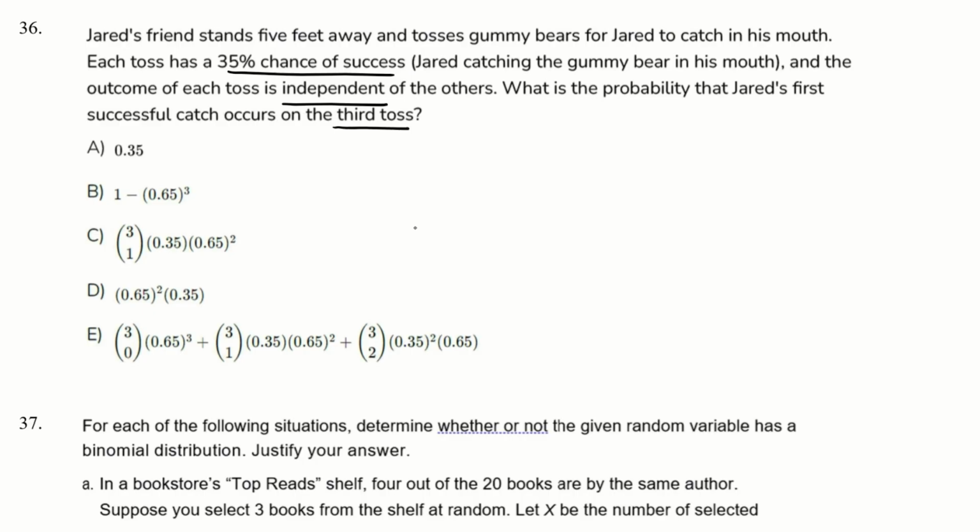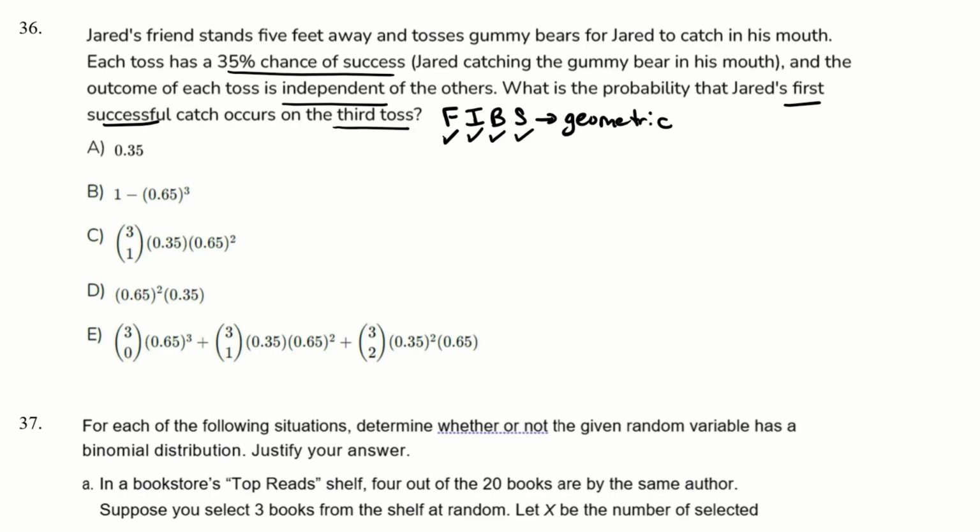Okay, so we can see that this is a geometric distribution, because if you look at the acronym FIBS, F is the first success. We have the first success occurring on the 3rd toss, so check. I, they're independent. B, it's binary, either he catches it in his mouth or not. And then S, the probability of success is the same, 35%. So this is a geometric distribution.